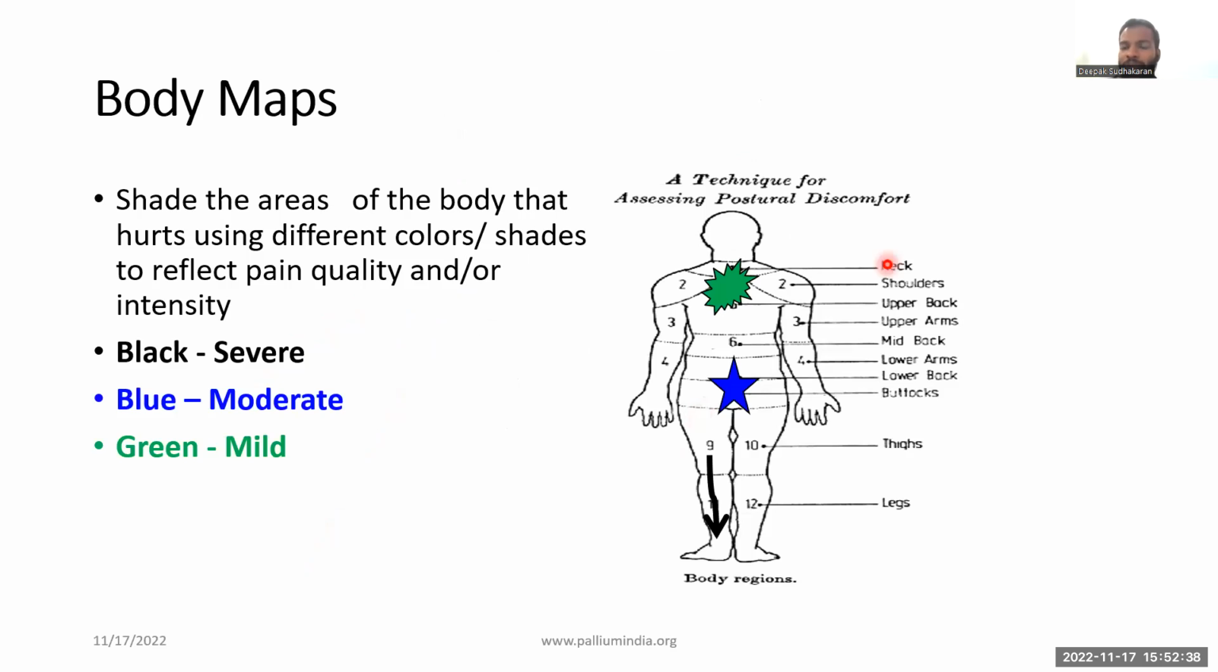You can also use different colors. If there is a color coding which you are doing in your setup, you can choose that. Black means it's severe, green means it's mild, blue means it's moderate. Sorry, not color, pain. So severe pain, moderate pain, mild pain, have different color codes for it.